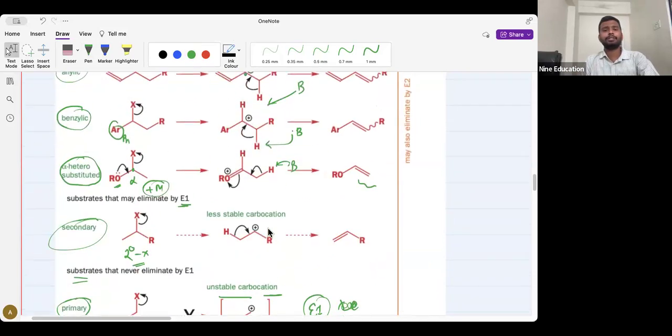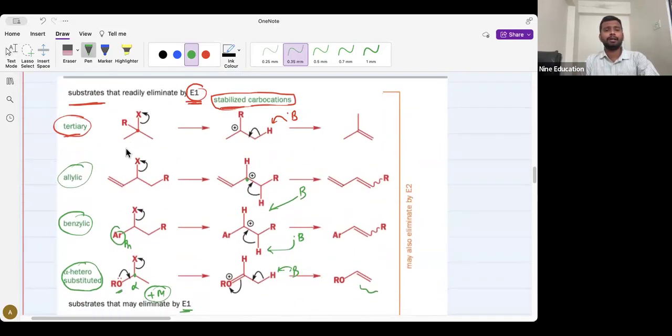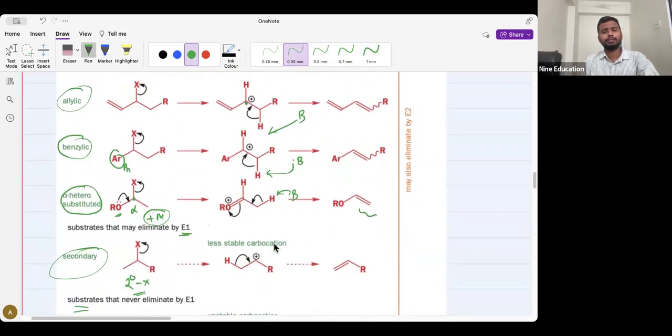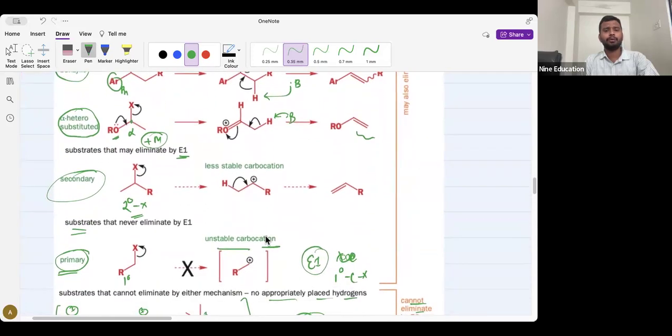Again I am repeating first. See, if I have tertiary, 3 degree, you can have stabilized carbocation. Wherever you have a stabilized carbocation by any effect, you will always go through E1. If the carbocation is stable, do E1. Just you should have a base. Done. If the carbocation is not stable, then E2 will happen.